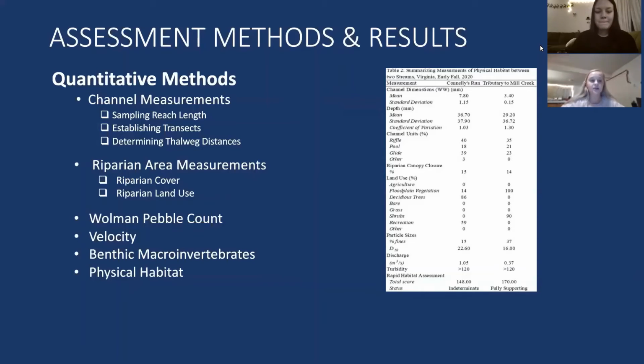For establishing transects, there were 11 transects that were established to measure the left and right bank canopy cover and cross-sectional depth profile. Connelly's Run's transects were set every 27.7 meters, and the Tributary to Mill Creek's depth and channel unit classifications were recorded every 8 meters.